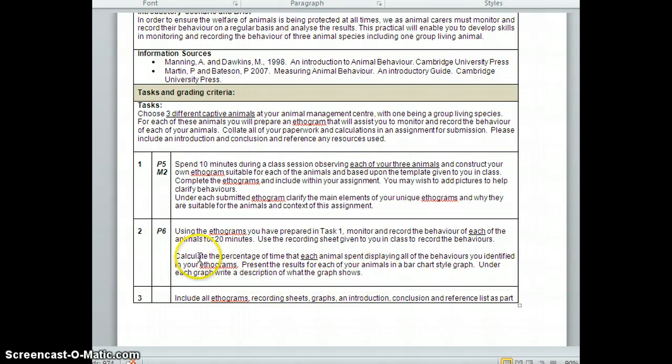Okay. Now to calculate the percentage of time that each animal spends displaying the behaviours, what you need to do is to calculate how many times an individual spent performing one particular type of behaviour out of all of the behaviours seen. Okay, so for example, if you were looking for sleep, you would count how many times it performed sleep out of the observation and divide it by the total amount of behaviours seen throughout the whole observation. Once you've got that figure, you then times it by 100 and you should have your percentage.